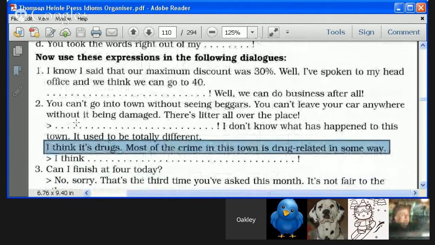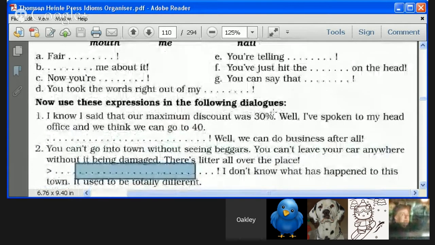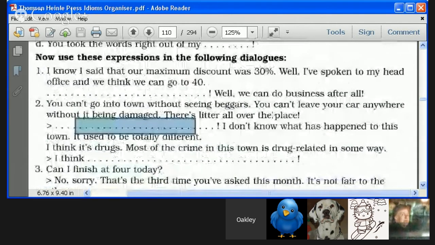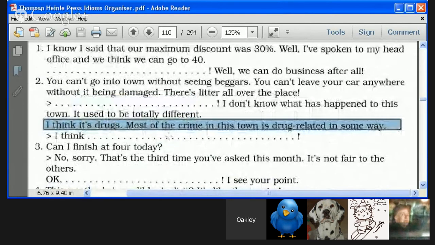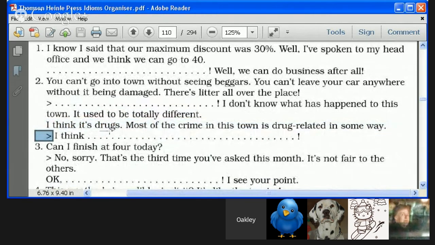Yeah, okay. The first one could have been several. I think your choice of "you can say that again" is very good. I think it's drugs. Most of the crime in this town is drug-related in some way. The other person might say, I think you've hit the nail on the head. That's exactly right. It's all because of drugs. That's why the town is such a mess. So you're right on target with your idea. That's basically the concept.